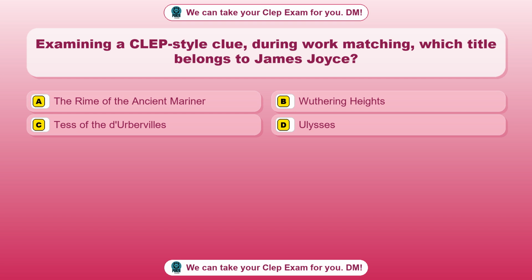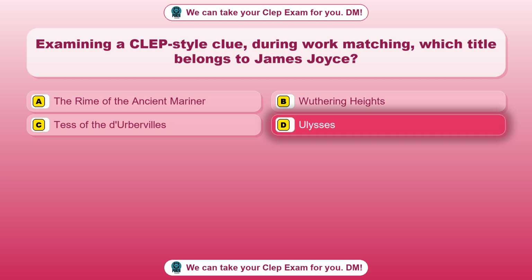Question 59. Examining a CLEP-style clue during work matching, which title belongs to James Joyce? Option A. The Rime of the Ancient Mariner. Option B. Wuthering Heights. Option C. Tess of the D'Urbervilles. Option D. Ulysses. The correct answer is option D, Ulysses.